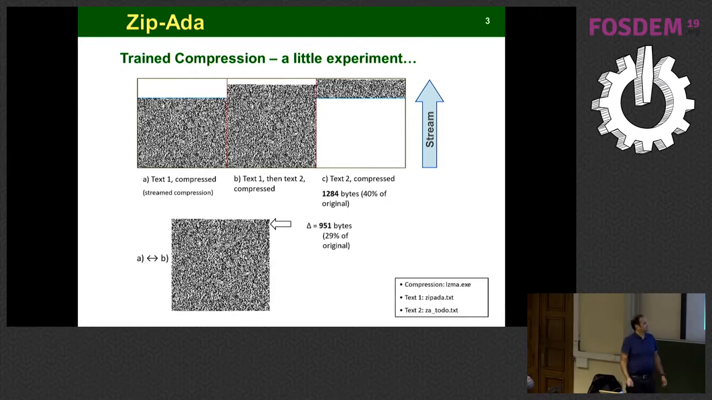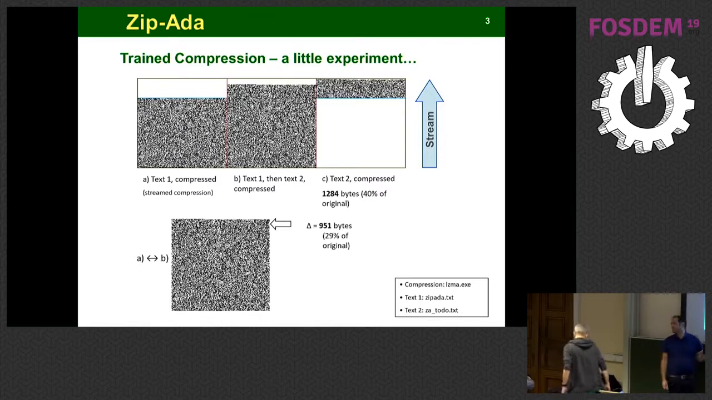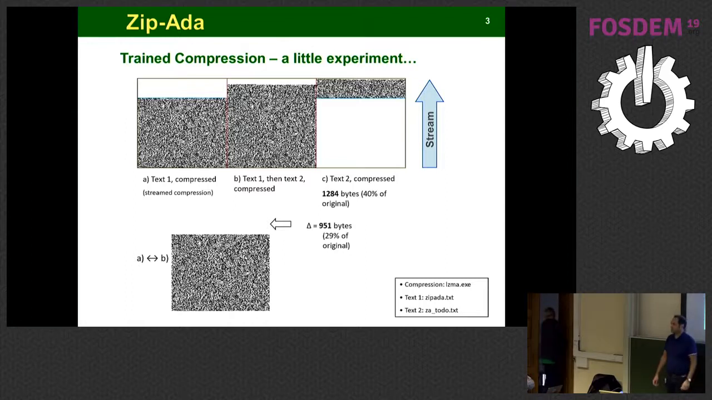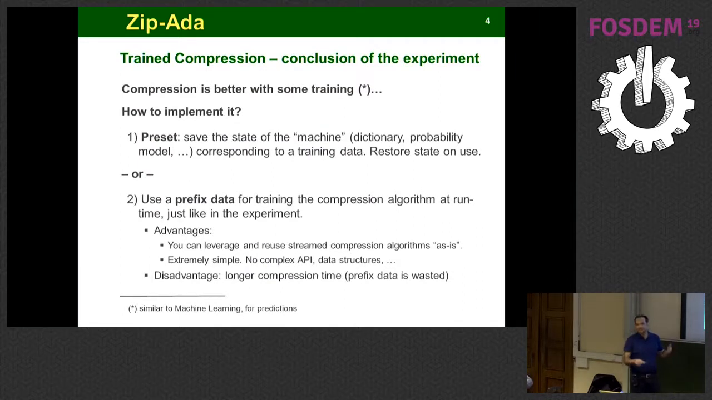And we'll see better with some animation. So I swap between A and B, so text 1 and text 1 with text 2 concatenated. And you see this part is identical. Okay, you will have spotted a few bits that differ, but it's part of a header, before the compressed stream. It indicates that this part will contain the compressed version of text 2. And the interesting thing is that it is much smaller than just compressing text 2 alone, without prior knowledge. So the conclusion is, like with sports and other things, compression is better with a little training.